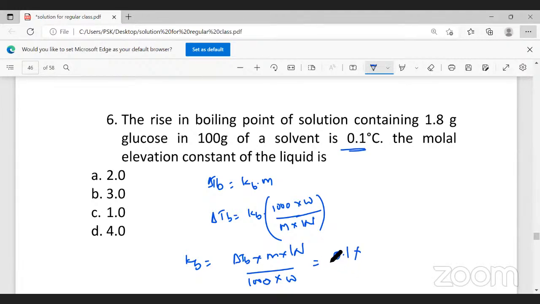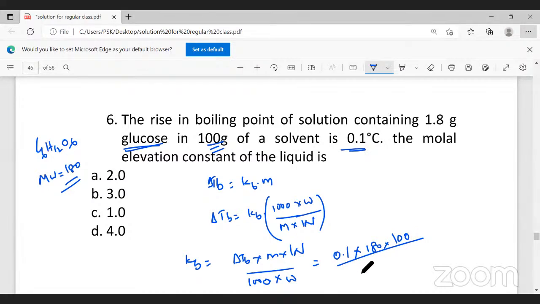What's the molecular mass of the solute? The solute they have given is glucose, C6H12O6. The molecular mass of glucose is 180. You should remember, it's 180. What's the weight of solvent they've given? The weight of solvent they've given is 100.